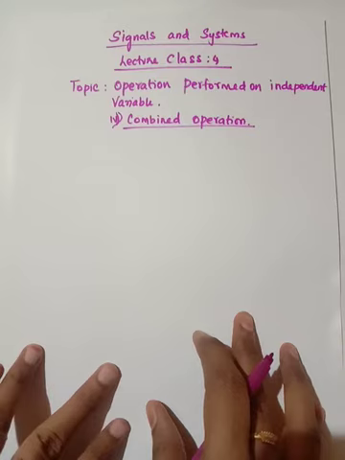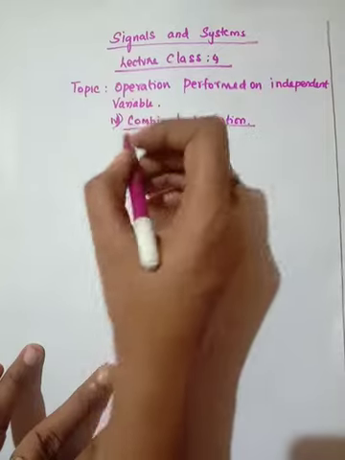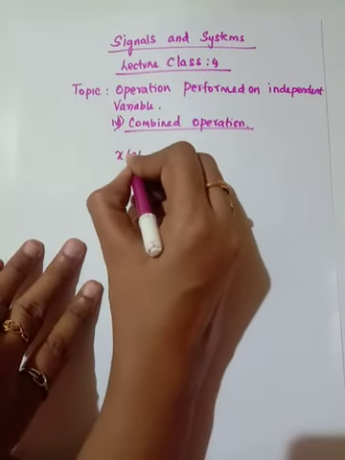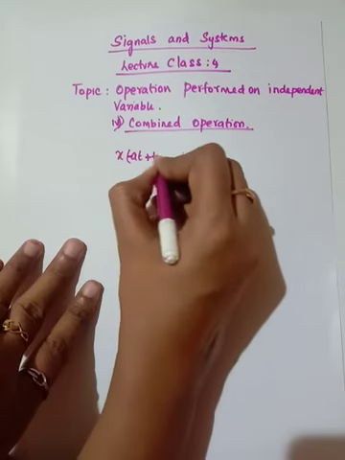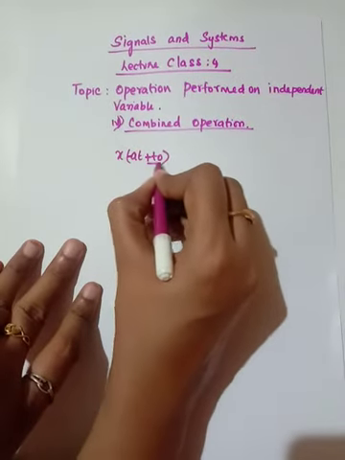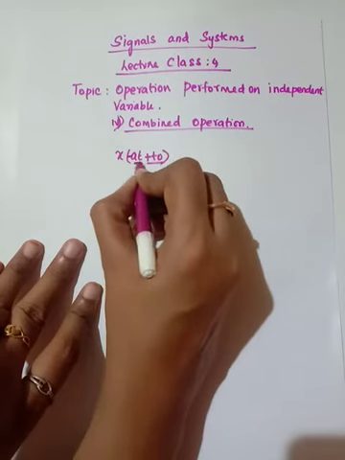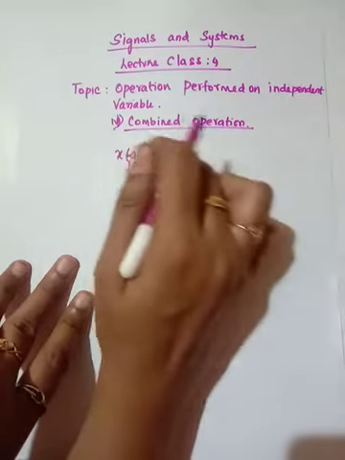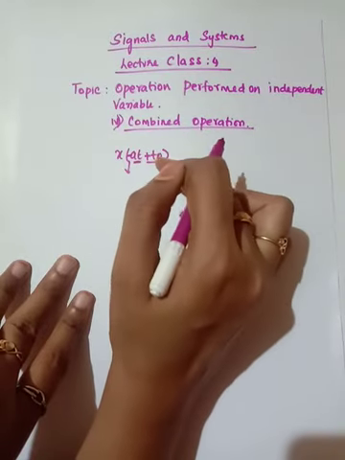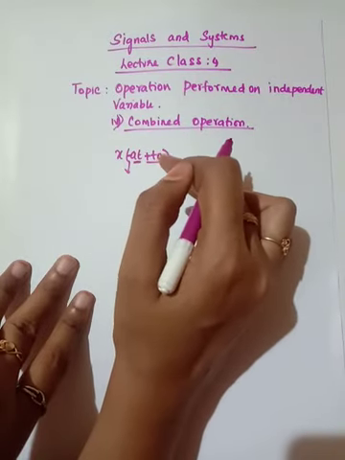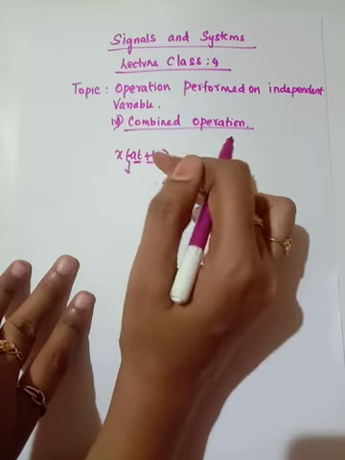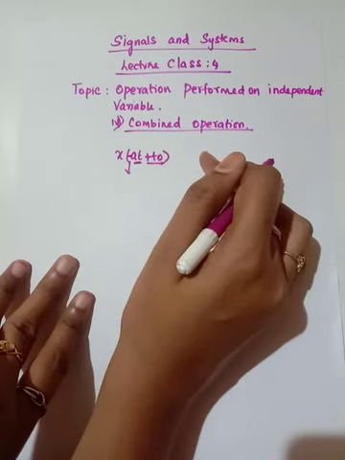Now if all these operations are combined together, for example if I have an expression like x(-at + t0), this represents the shifting operation, this represents the scaling operation, and this represents the reversal operation. If all these are combined together, what is the procedure to perform this sketch? That we will discuss in this class.